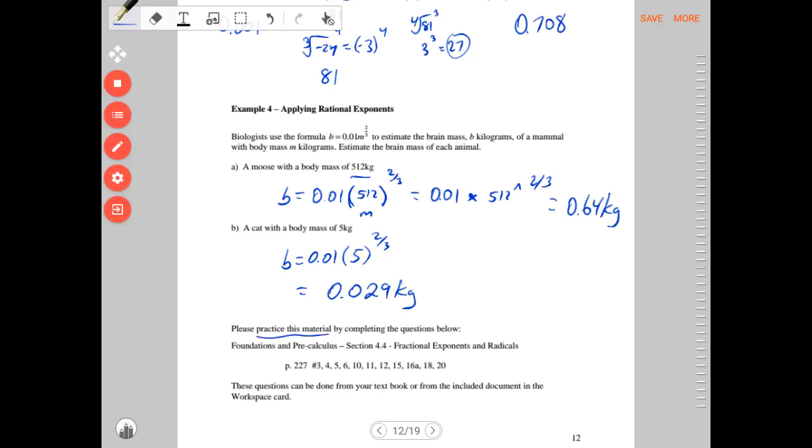I need you to practice this material by doing section 4.4. It starts on page 27. Again, it is best if you print out the sheet from the workspace card. Then you can write all over the questions. If you don't want to do that, that's fine too. You just have to use loose leaf. Either way, remember the answers are in the back of your book, so you can check them.